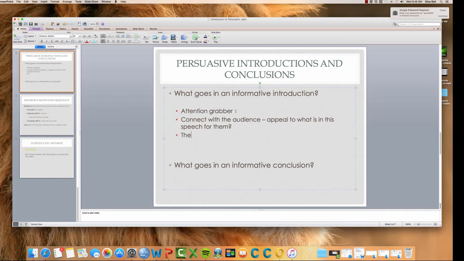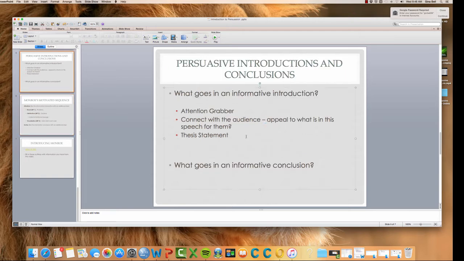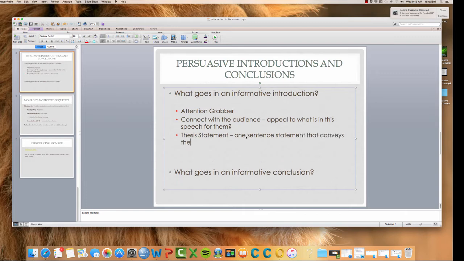Then you want to deliver a thesis statement, which we've discussed is just a one-sentence statement that sums up your overall topic. So this could be, it's essential that people vote in national elections. One sentence statement that conveys your overall topic.